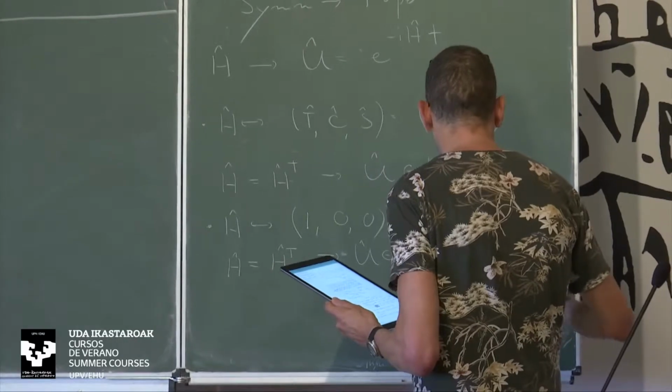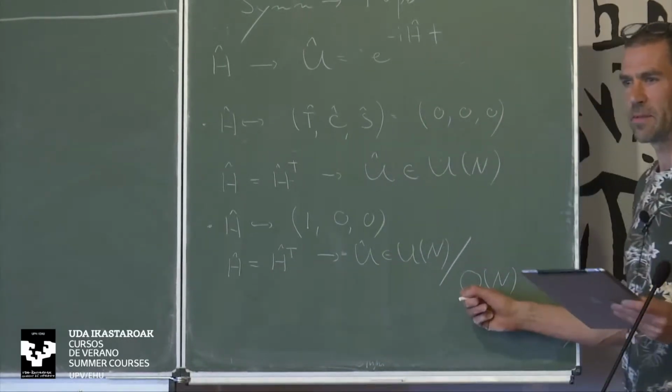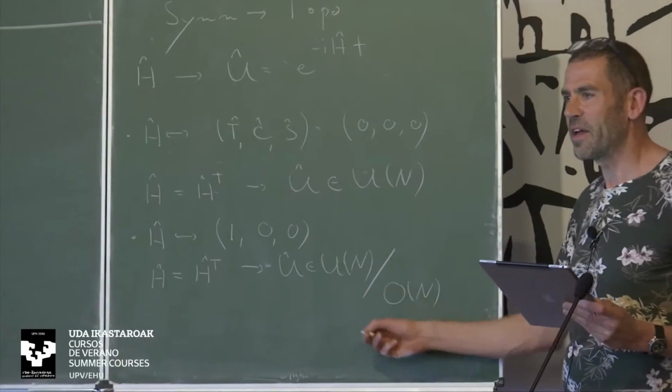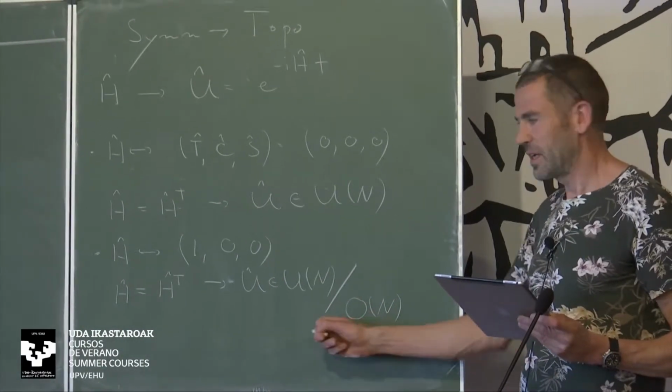You divide out ON. ON are all the antisymmetric, or the guys that are inverse under transposition. And this is a group coset.